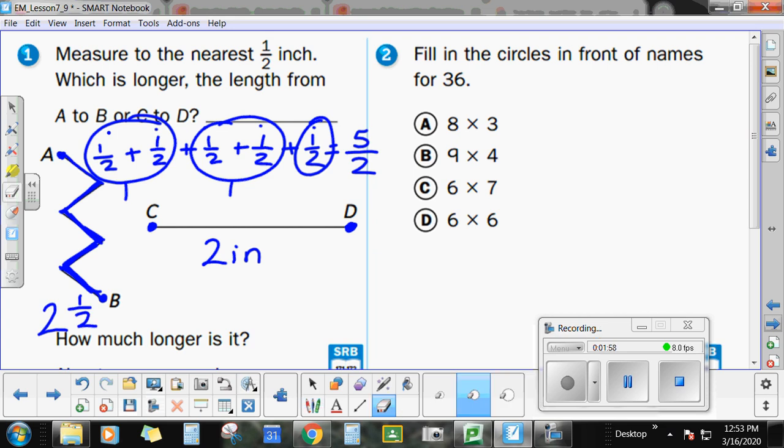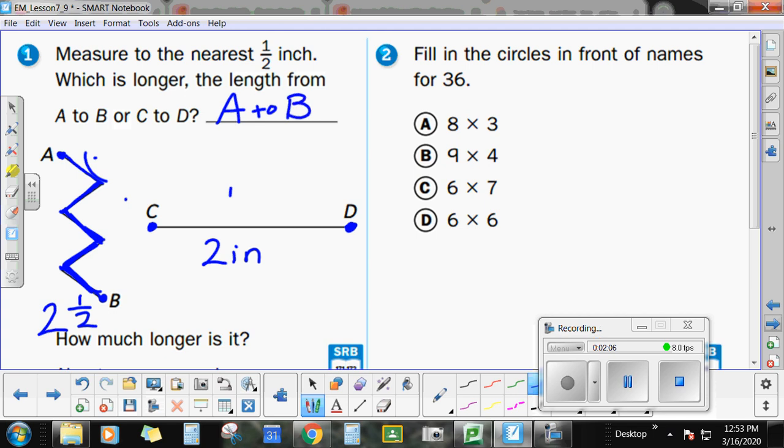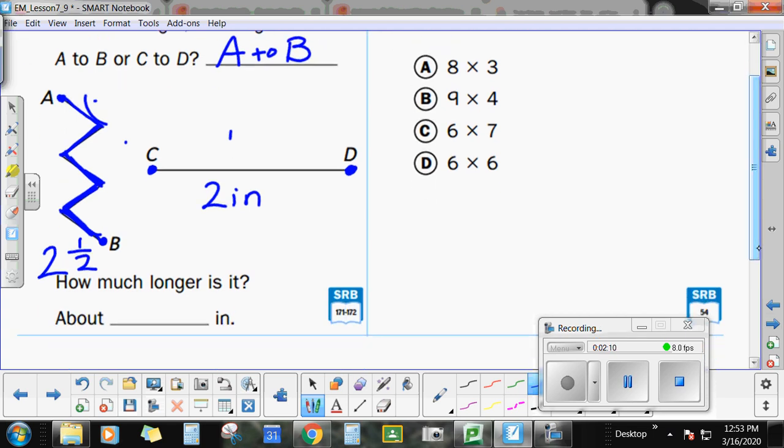So when it wants to know which line segment is longer, you are going to say line segment A to B is longer. Okay? How much longer? Well, the difference between 2 inches and 2.5 inches is about 1/2 inch longer.